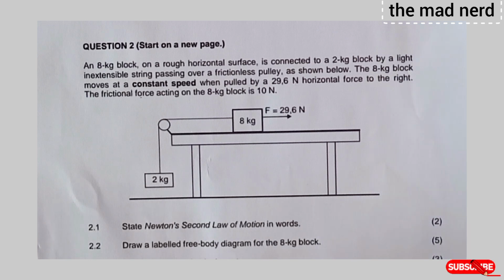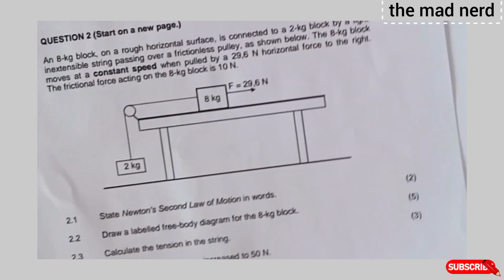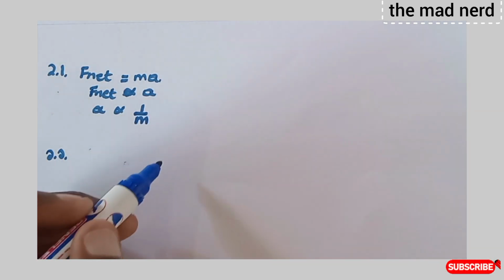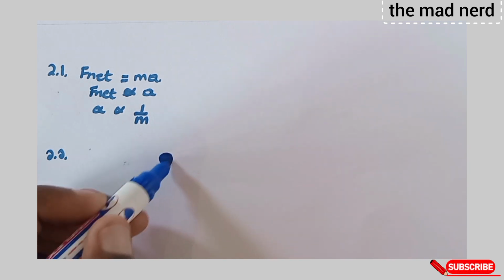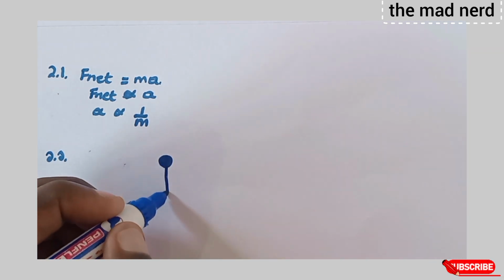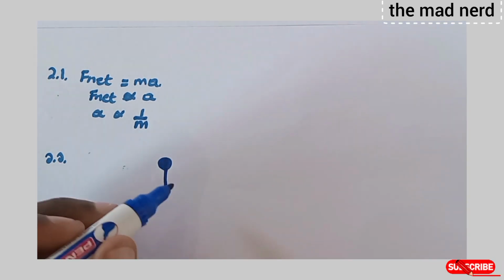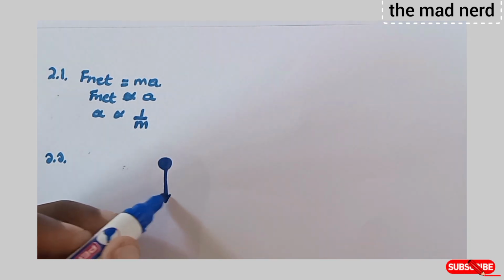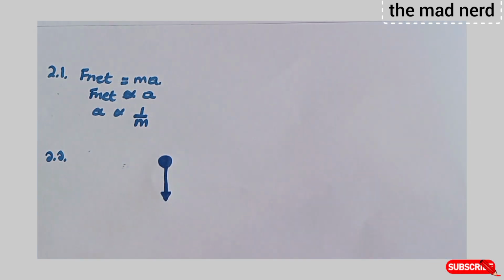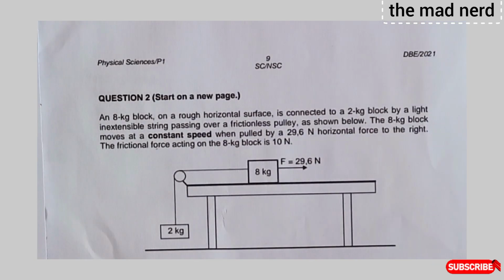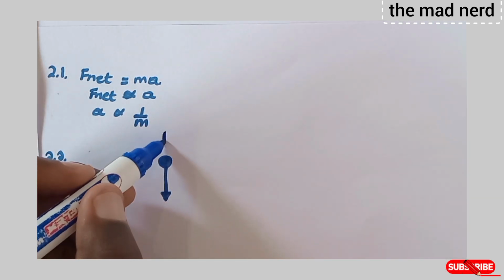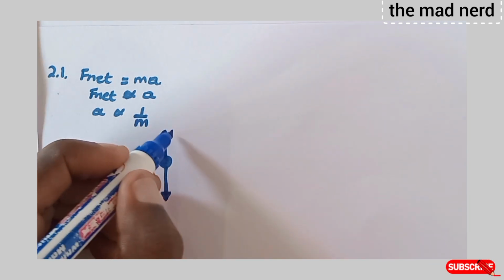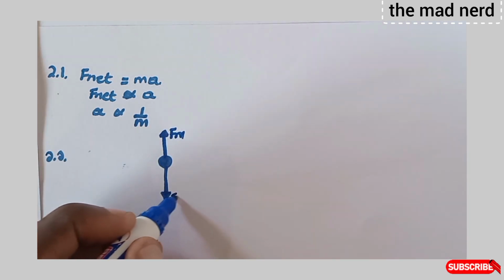So now let's look at the forces that we have here. We have Fg, because the gravitational force pulls the object downwards. And if the object is on a horizontal surface, it means that we have a normal force. So this one is Fn, and this one is Fg.